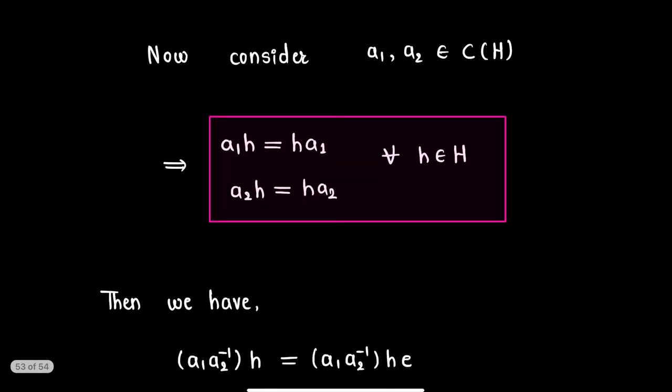Consider two elements, say a1 and a2 in the centralizer of H. To show the centralizer of H is a subgroup, we need to show that a1 a2 inverse is again a member of the centralizer of H. So we will do that. Now as a1 and a2 are in the centralizer of H, a1 and a2 will commute with all elements of subgroup H.